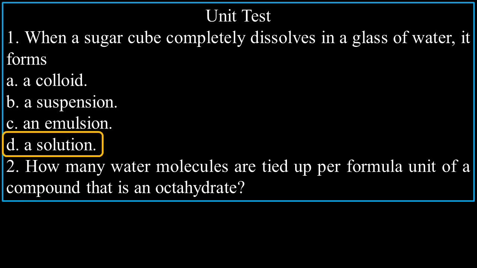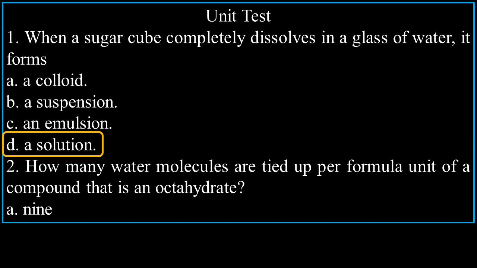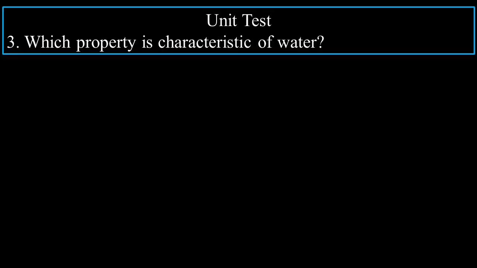How many water molecules are tied up in a formula unit of a compound of octahydrate? 9, 8, 7, 6. Well, the answer is 8. I hope you know your Greek prefixes.